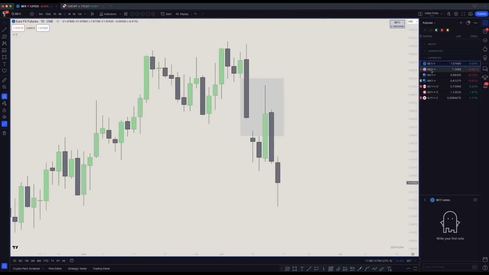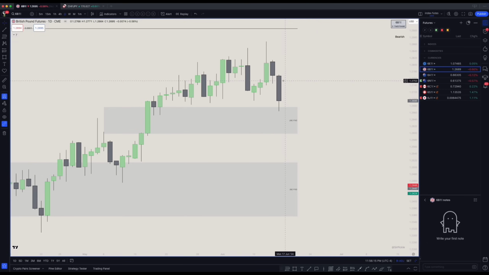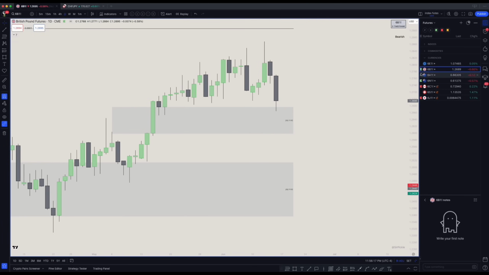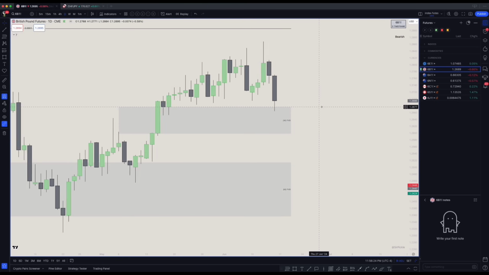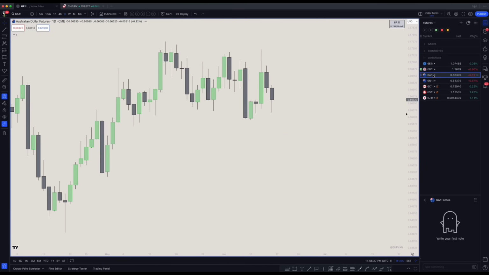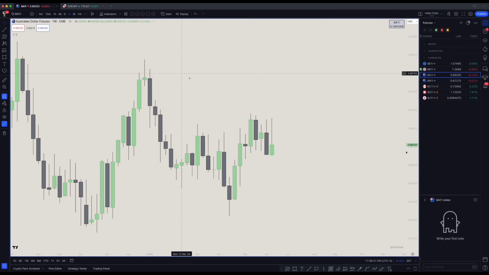So at the moment, GBP is our strongest pair. So let's keep this on the watch list. Let me just start fresh here. This will be our strongest pair at the moment. So let's continue on down. 6A, consolidating right here, not as strong as GBP.